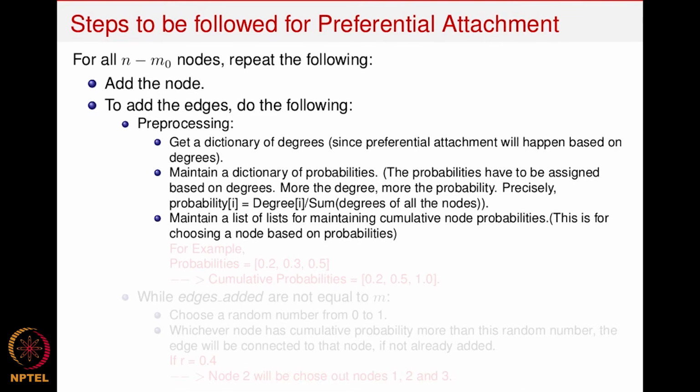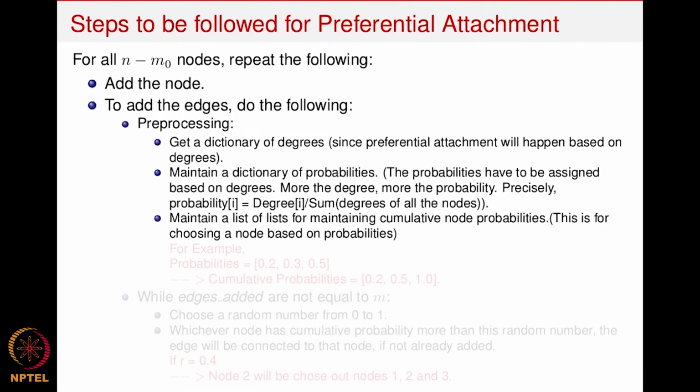Now, apart from that, we're going to maintain a third thing. We will basically maintain a list of lists, because we want to keep an order of nodes. A dictionary doesn't let you maintain an order, so we are preferring to keep a list of lists for maintaining cumulative node probabilities. Okay. Now, let me tell you why we need that.